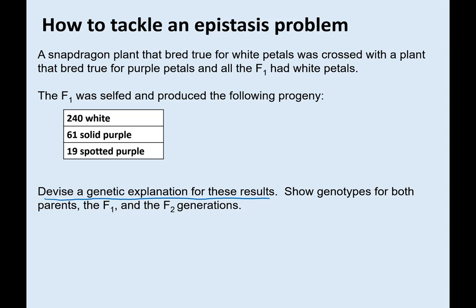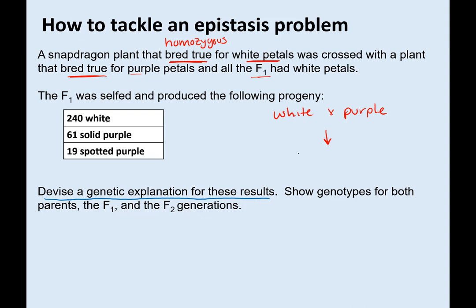So let's write out what we know. The key to doing genetics problems is converting the story problems to kind of genetic shorthand. So you have a snapdragon plant that breeds true. As soon as you see this, you know it's homozygous. For white petals, so we have somebody white crossed with a plant that breeds true for purple. Okay, I don't know anything about their genotypes yet.